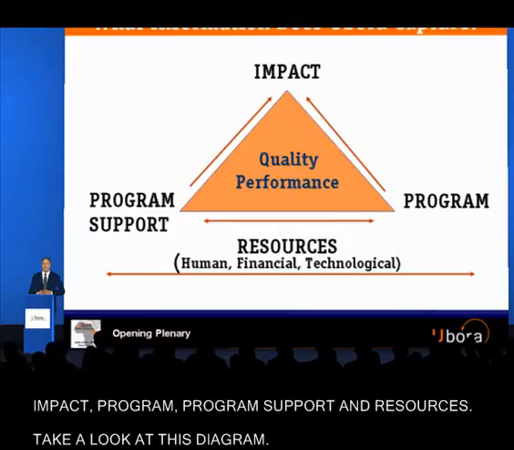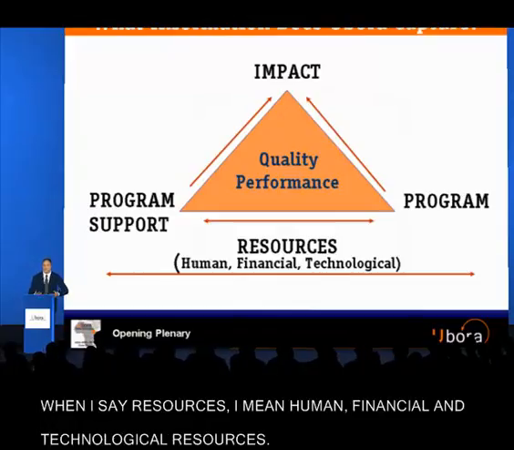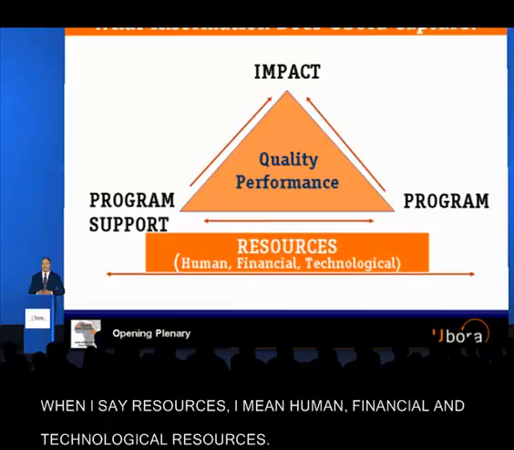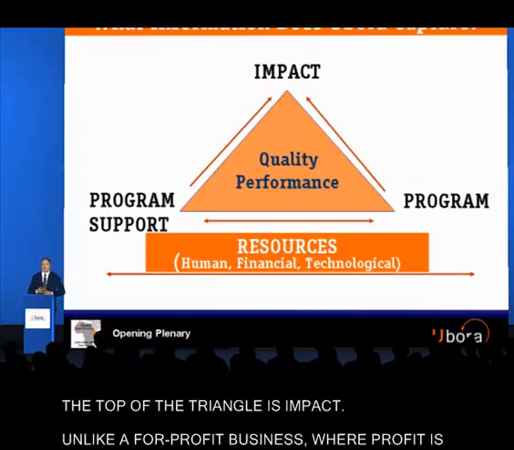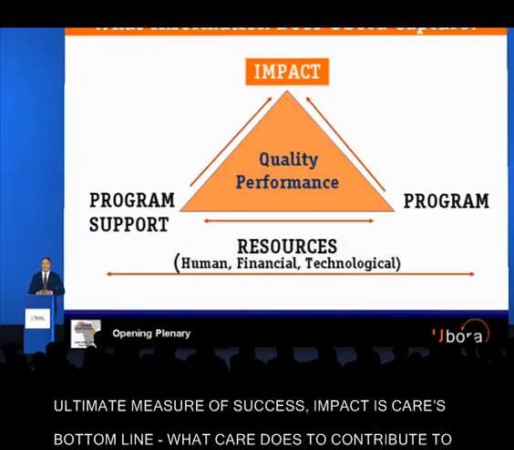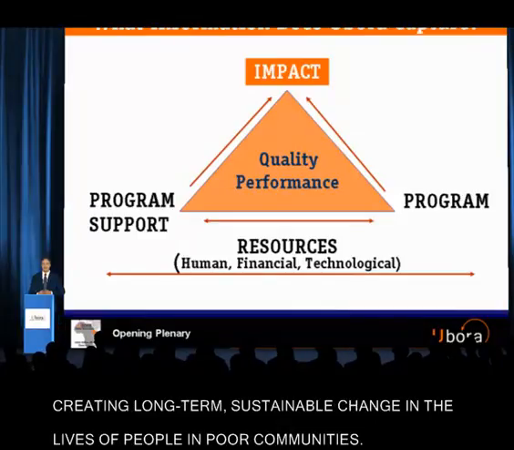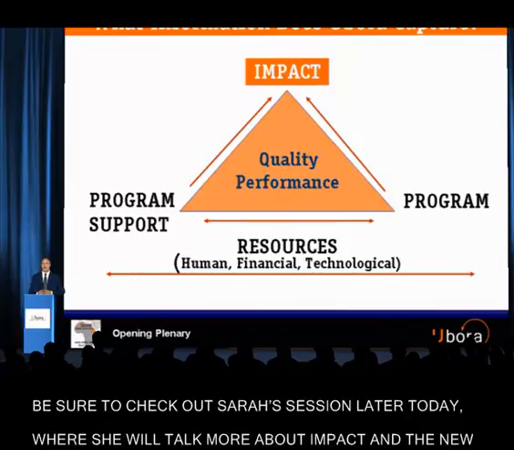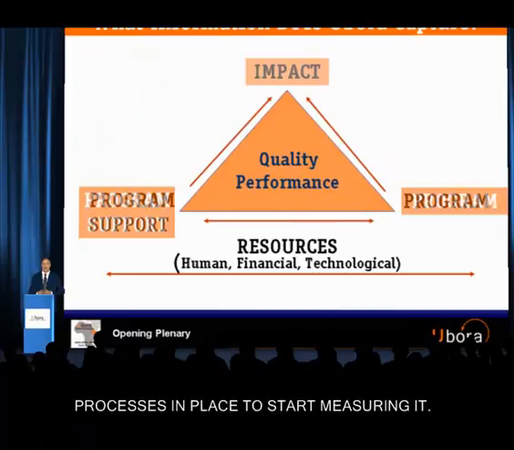Take a look at this diagram. The resources that we have in place provide the base of the triangle. And when I say resources, I mean human, financial, and technological resources. Without these key resources, we would be unable to do our work. The top of the triangle is impact. Unlike a for-profit business, where profit is the ultimate measure of success, impact is CARE's bottom line. What CARE does to contribute to create long-term, sustainable change in the lives of people in poor communities. Be sure to check out Sarah's session later today, where she will talk more about impact and the new processes in place to start measuring it.